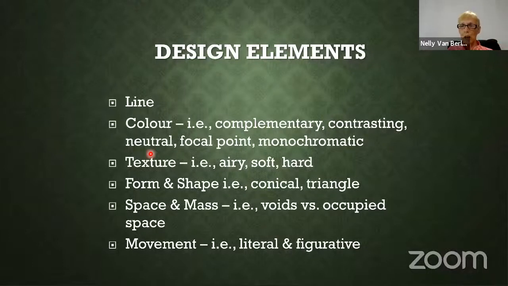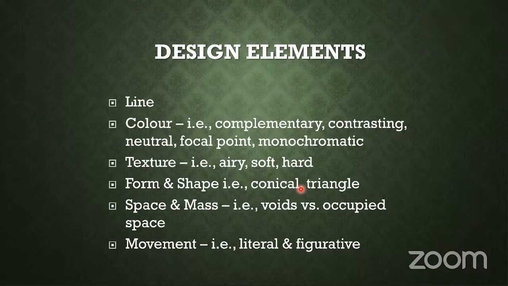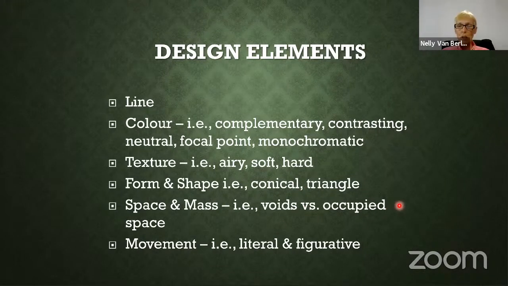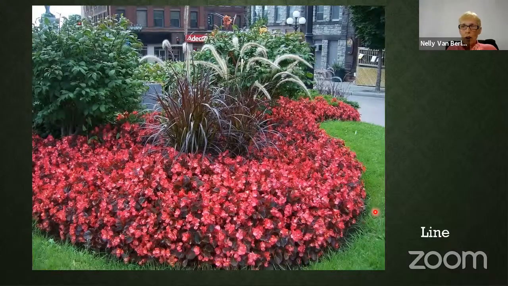It can be monochromatic color scheme, texture, and that takes into account not just plants. That can be the hardscaping. It can be airy and soft plants and hard texture of stones, form and shape. And that's the three-dimensional versus two-dimensional. So conical would be a form and triangle would be a shape. Space and mass, so that's your voids versus your occupied space, and movement, and that can be literal and figurative. And we're going to look at all of those now.